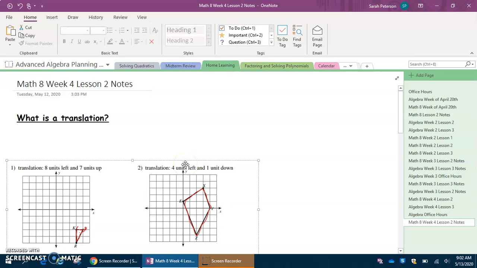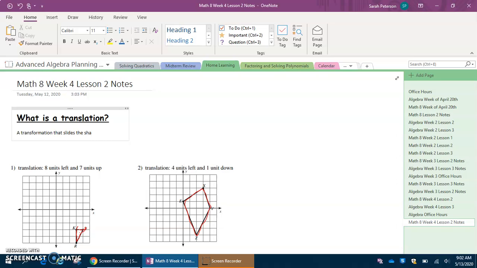Okay, so in this video, I'm going to show you how to actually do a translation or make a translation. So the first thing I want to tell or talk about is what is a translation. So a translation is a transformation that slides the shape around. It does not flip the shape, just slides.